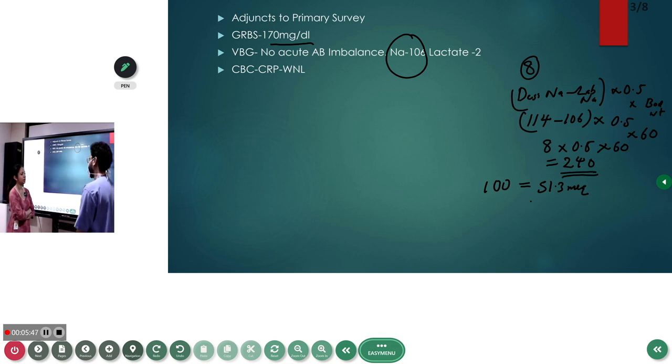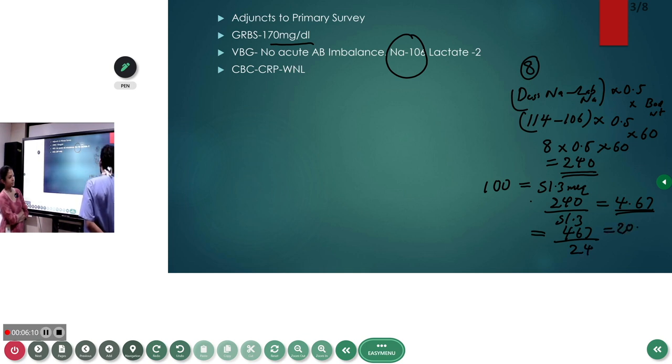In 100 ml of 3% saline, there are 51.3 milliequivalents of sodium. 3% saline is usually available as a 100 ml bottle. So 240 divided by 51.3 gives approximately 4.67 bottles of 3% saline, which is required for 24 hours. So, dividing by 24, that many ml per hour of 3% saline is required to be started, and it should be continued for 24 hours to correct the sodium and reach up to 114.